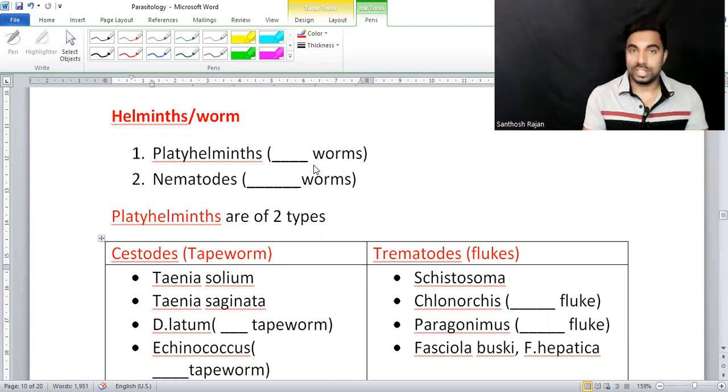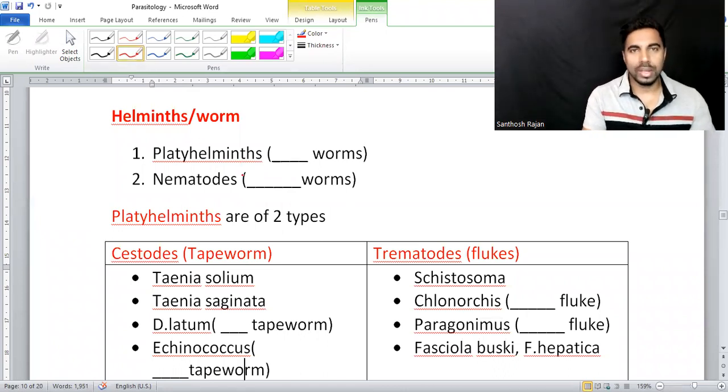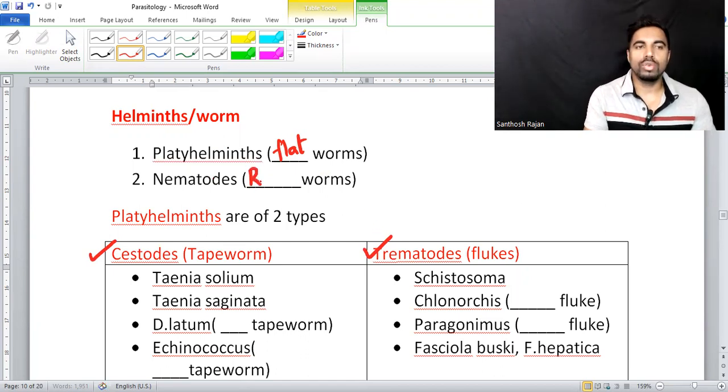So helminths, let's start now. The worm is also called worms. There are two groups, platyhelminthes and nematelminthes, or nematodes. Platyhelminthes are otherwise called flatworms. Under the platyhelminthes, we have cestodes and trematodes. Nematodes are otherwise called roundworms. Nematodes will be a separate class, so we will complete only the cestodes and trematodes.